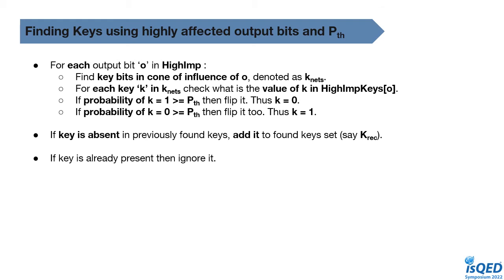Now if the probability of those keys being 1 is greater than or equal to the probability threshold, then we need to flip it. K will become 0, and if the probability of K being 0 is greater than or equal to the probability threshold, then also we flip it. So K equal to 1. So add the key if it's not already present in the found list, otherwise ignore it.